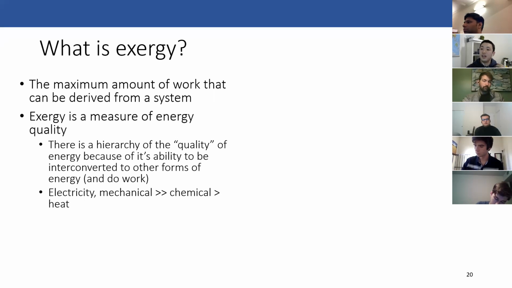So it is a measure of the quality of energy. And we have this sort of hierarchy of quality, because the way in which we use the energy and are able to convert it to do the things that we want it to do kind of ranks differently in the types of energy. And so we think about, okay, if we're really thinking about the ability of energy to do work, then electricity and mechanical energy are sort of your most useful forms of energy. Much more so than chemical, and that even more so than heat.